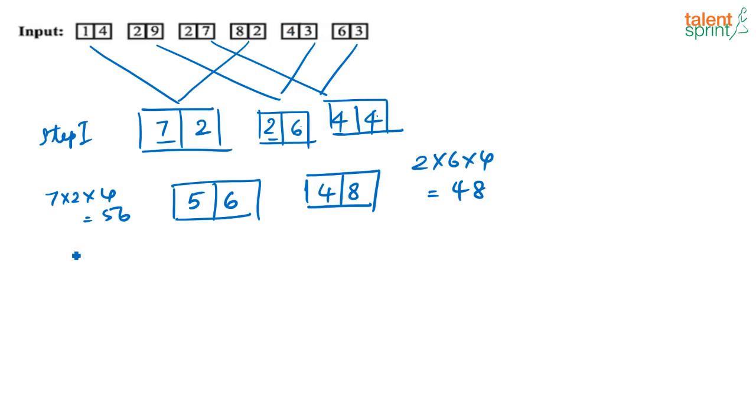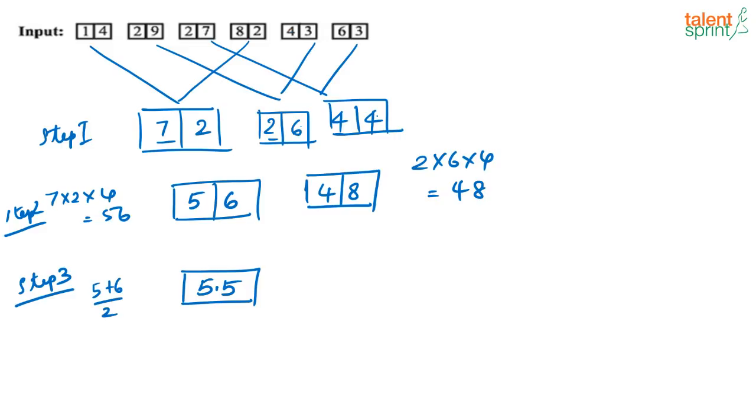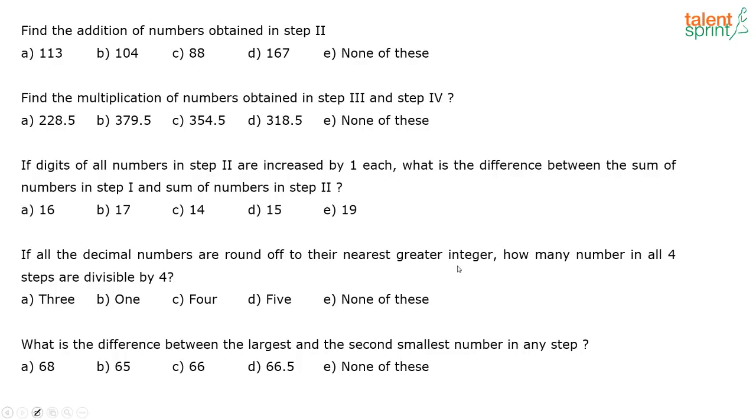Now next, third step. This is step 2. Now when you come to step 3, what did we do? We found the average of these two numbers. So what is the average of 5 and 6? It is nothing but 5.5, or 5 plus 6 divided by 2. 5 plus 6 by 2, that is equal to 5.5. Similarly here, average is nothing but 4 plus 8 by 2, or 12 by 2, that is equal to 6.